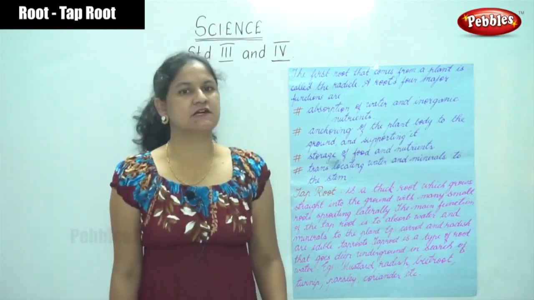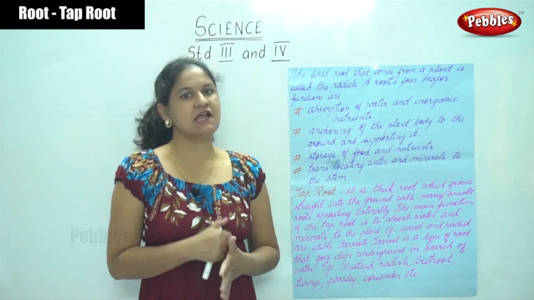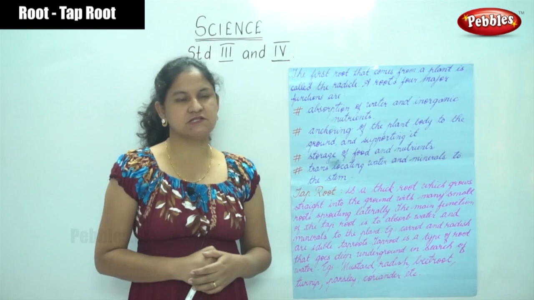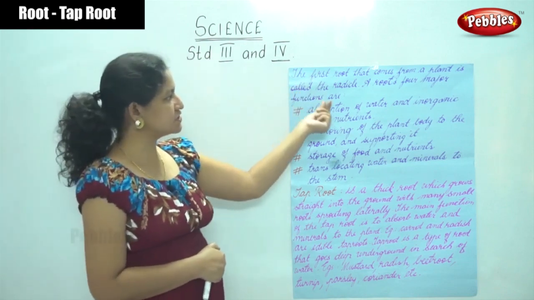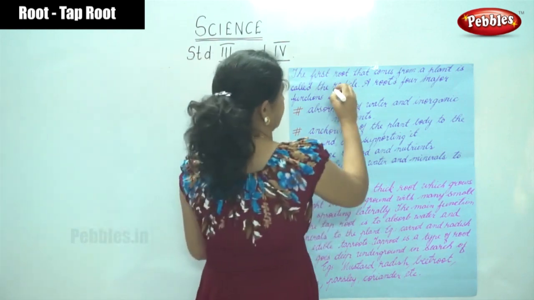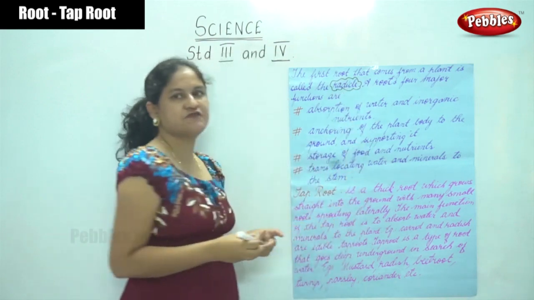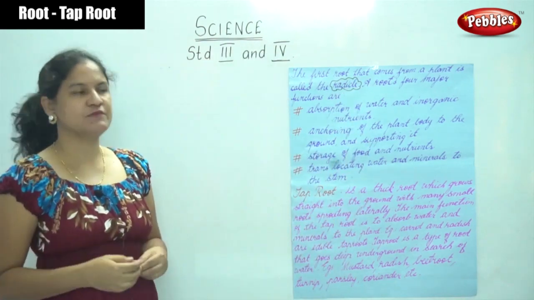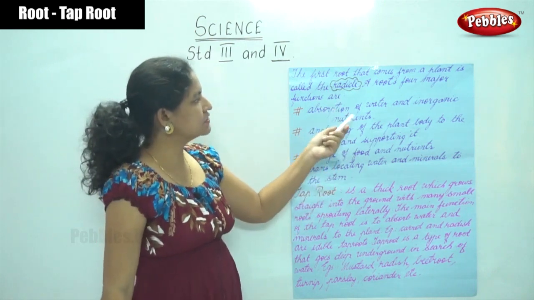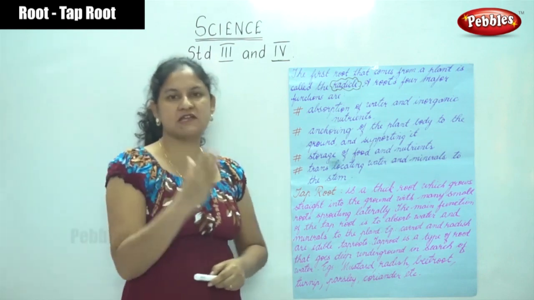So we have seen that the main functions of a root are absorbing water and minerals and providing structural stability for a plant. The first root that comes from a plant is called the radicle. When a seed is buried in the ground, the first root that comes from the plant is called the radicle.